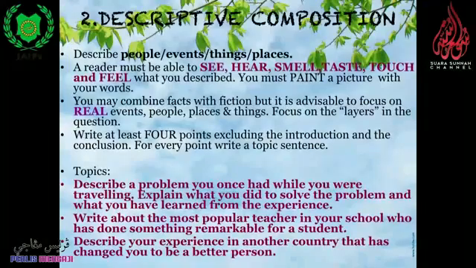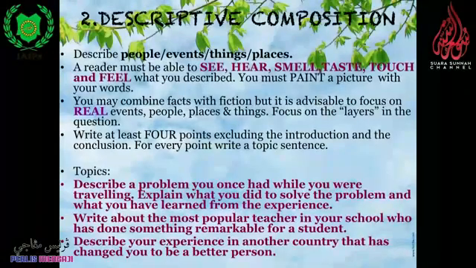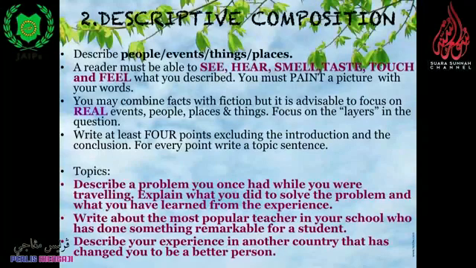Okay. Describe your experience in another country that has changed you to be a better person. So this is your experience in another country. So if you are living in Perlis, you cannot write about your experience in Penang or in Melaka. Okay? In another country. So the nearest would be Thailand or Singapore. Okay, that has changed you to be a better person. So focus on the question, read the question before you decide what you want to write.